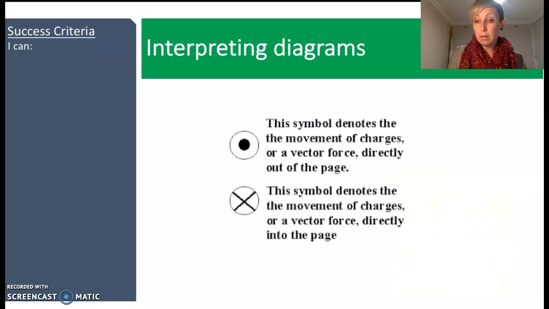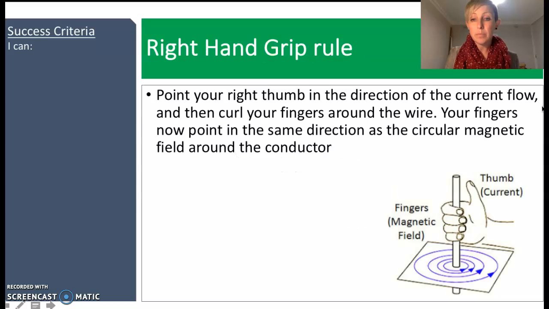One other thing you need to know is how we represent the direction of the wire on a page that's two-dimensional. The wire, or current, is coming out of the page towards you if there's a circle with a dot in it. And if the current is going down and away from you, we'll represent that with a circle and a cross through it, just like that. That's a really useful thing for you to remember. So the first right hand grip rule tells you how to work out the direction of the magnetic field around a wire that's carrying a current.